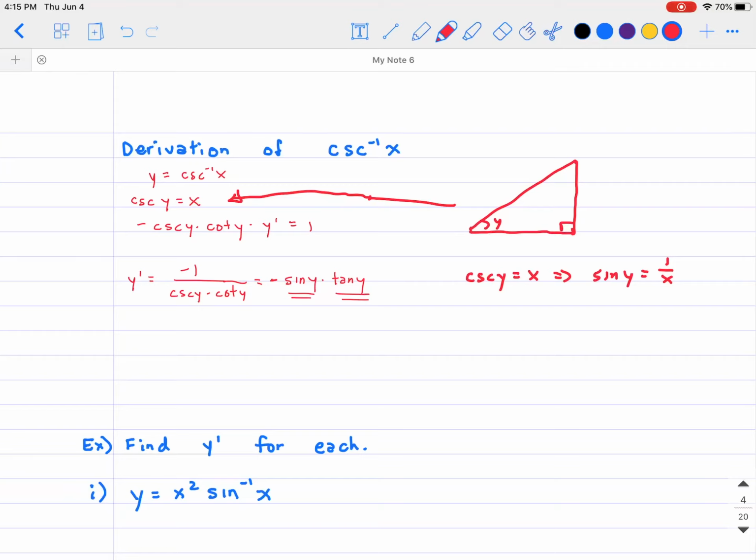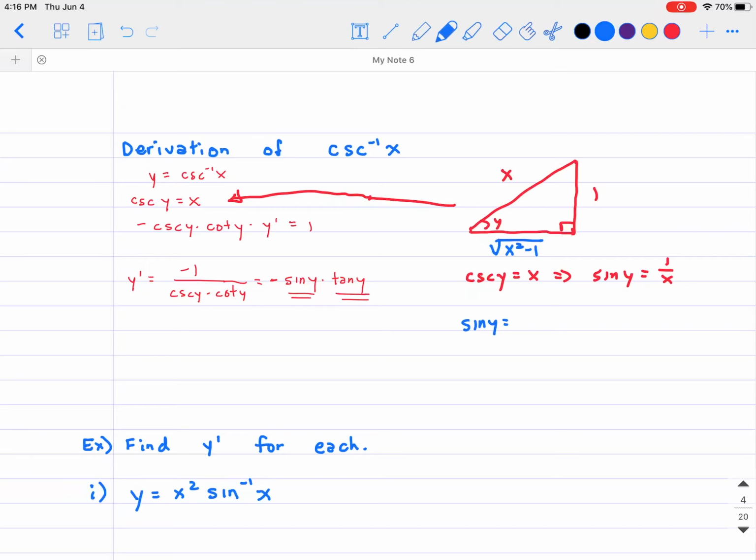That tells me y is this angle over here. You could use the top angle if you want, but it doesn't matter. Sine is going to be the opposite, which is 1, over the hypotenuse, which is x. Now, if I want to solve for the missing side, I'm going to use the Pythagorean theorem. So that's going to be the square root of x squared minus 1. Now we're going to plug everything in according to what we see.